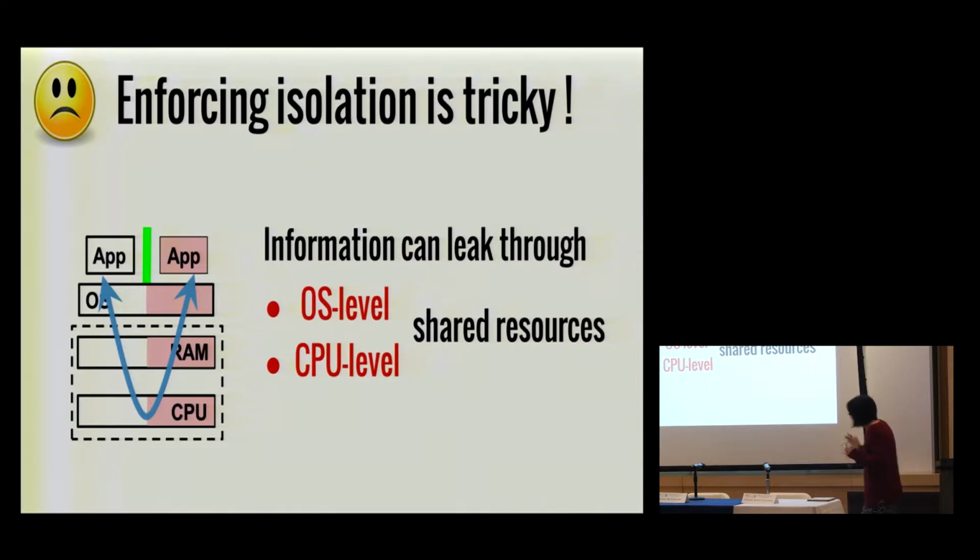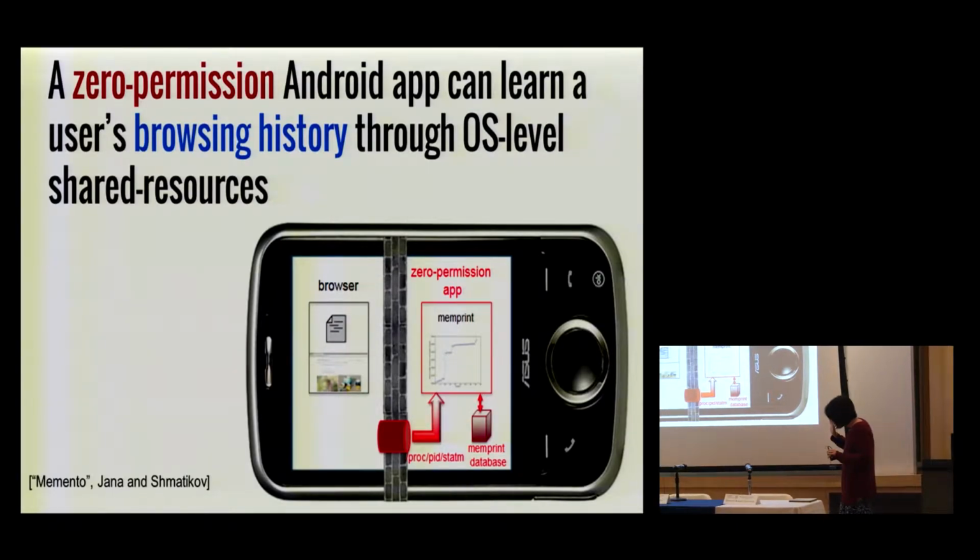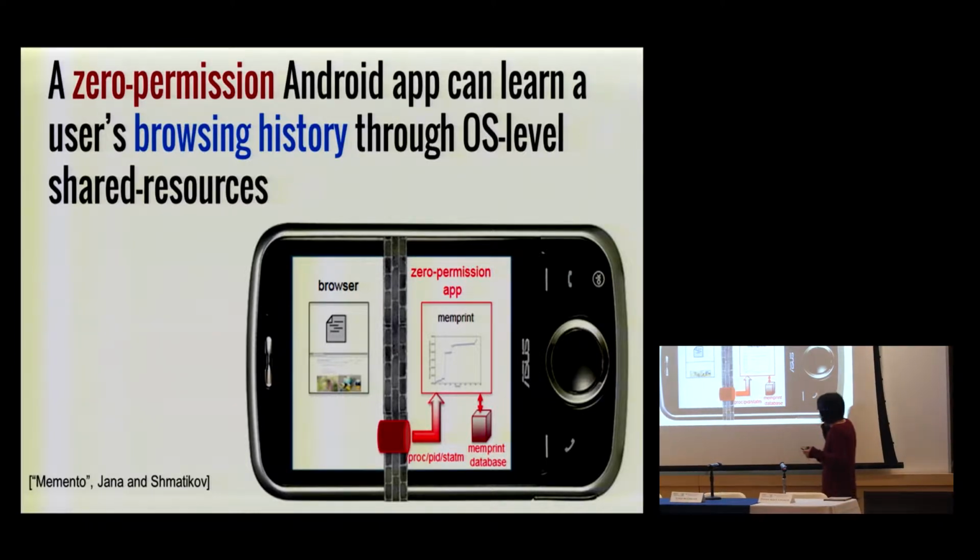And in fact, there's a lot of information leakage through shared resources, either at the OS level or at the CPU level, right? So these multiple applications will be sharing the same operating system and the same CPU. So there are tons of attacks like this. I'm only going to highlight two of the classical attacks. So this is a recent paper by Suman Jana, who's actually a faculty here at Columbia, and Vitaly Shmatikov.